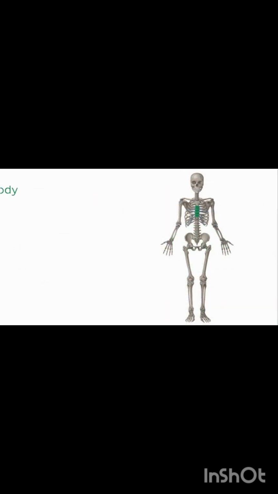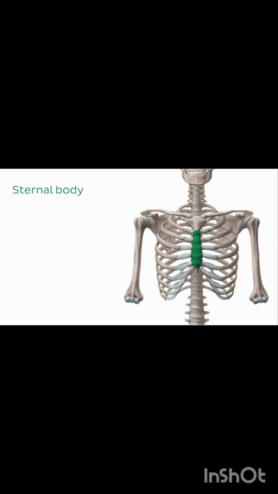The body of the sternum, or the sternal body, is a flat bone with a convex anterior surface and a concave posterior surface. Let's take a closer look. So the sternal body is quite easily palpable and it forms articulations with the manubrium, the 2nd to 7th ribs, and the xiphoid process.